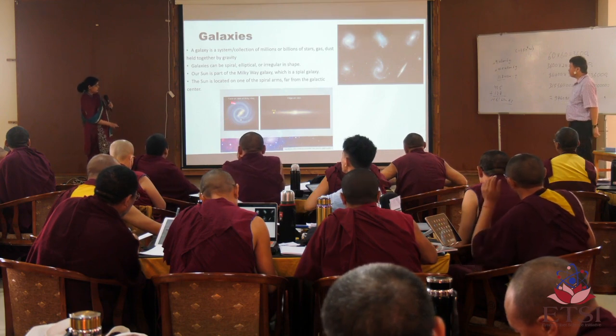So where is the Sun? The Sun is on one of the spiral arms of this Milky Way galaxy. This is where we actually are, the solar system.